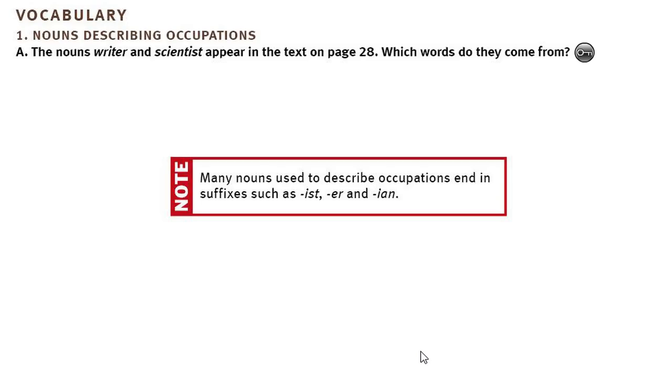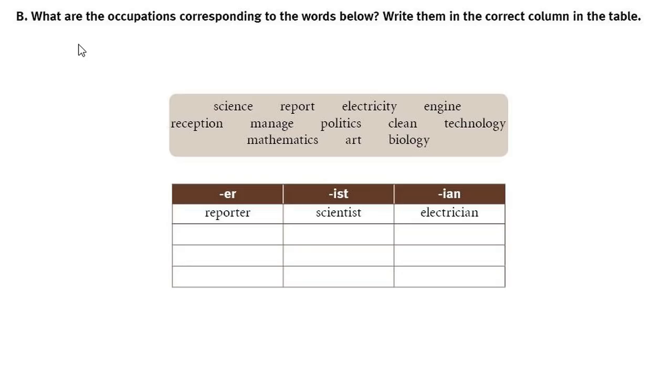كثير من الأسماء التي تصف الوظائف تكون باستخدام ist, er, and ian. B. What are the occupations corresponding to the words below? Write them in the correct column in the table. كون الوظائف من الأسماء التالية.